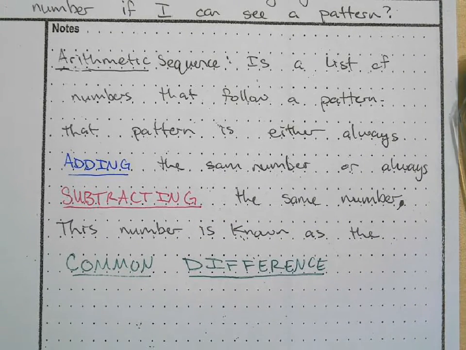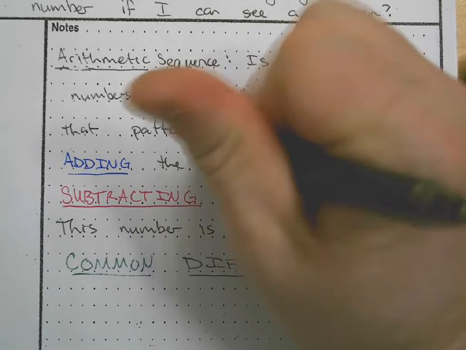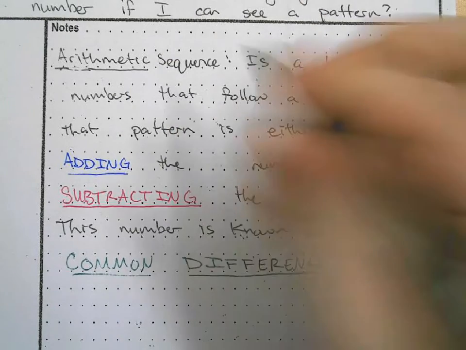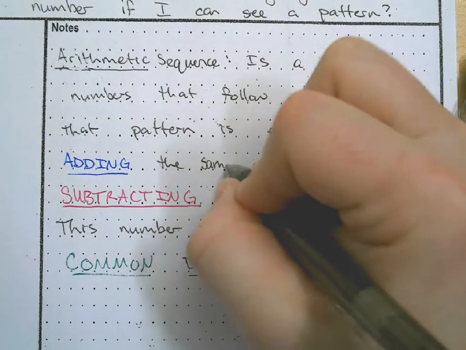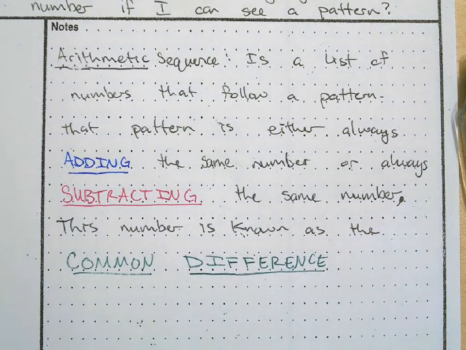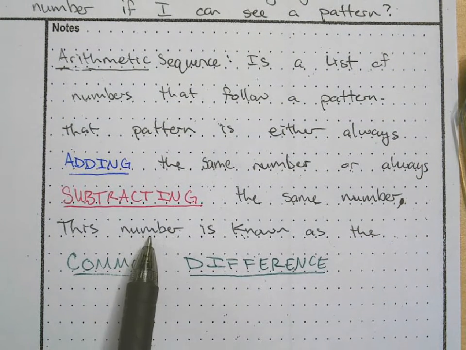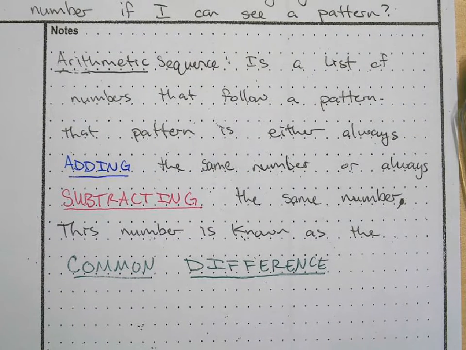So the arithmetic sequence is a list of numbers that follow a pattern. That pattern is either always adding the same number, or always subtracting the same number. This number, the one that we're always adding or subtracting, is known as the common difference. So let's look at our formula.